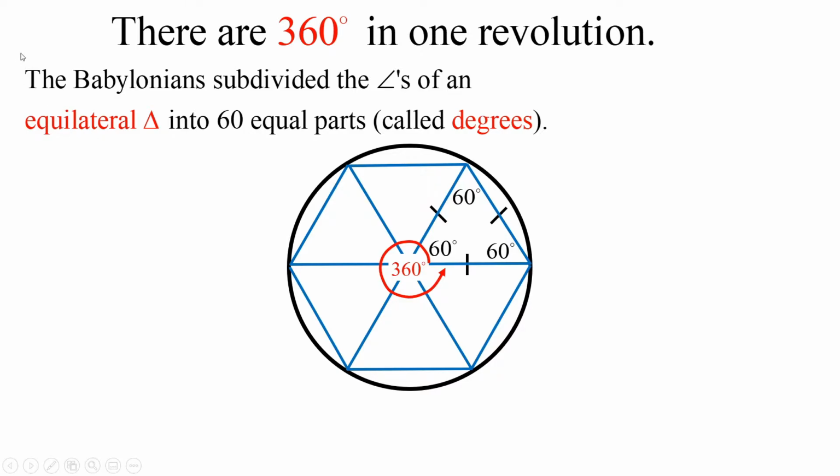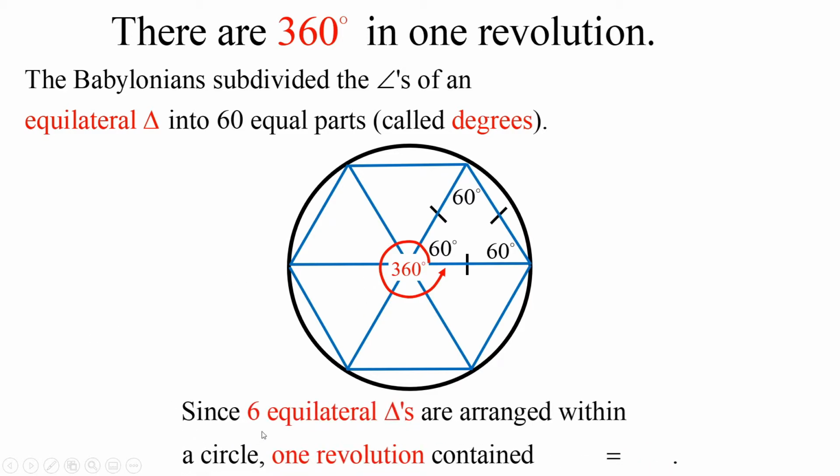All right, now these are all congruent equilateral triangles. That means 60 degrees right here. Wouldn't I have another 60 degree angle right there, and so on? So since 6 equilateral triangles are arranged within a circle, 1 revolution contains 6 times 60, or 360 degrees. And that's how we came up with 1 revolution is 360 degrees right there.